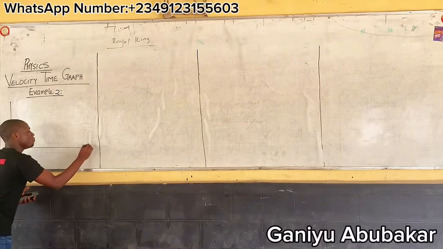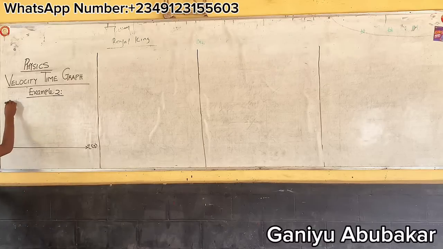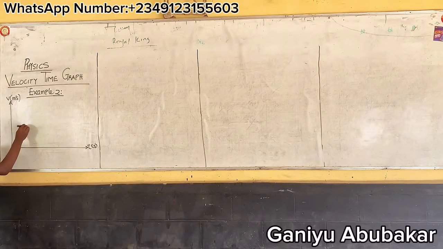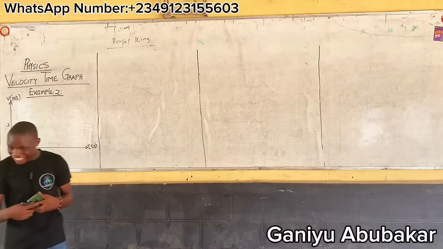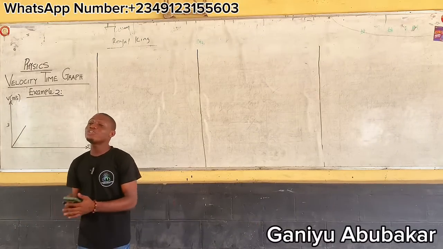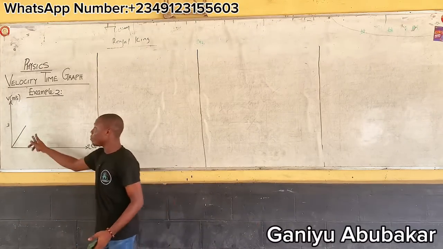This is V on the vertical axis, in meters per second, and T on the horizontal axis. It says a body starts from rest, so this is your rest, and it accelerates at 3 meters per second squared. Normally, initially, the velocity here will be 3.